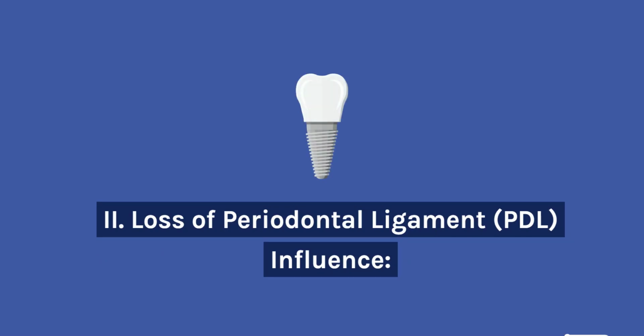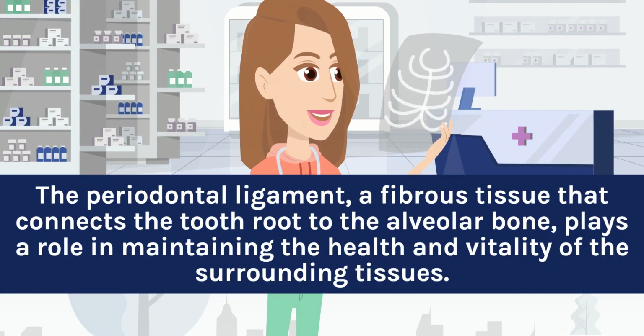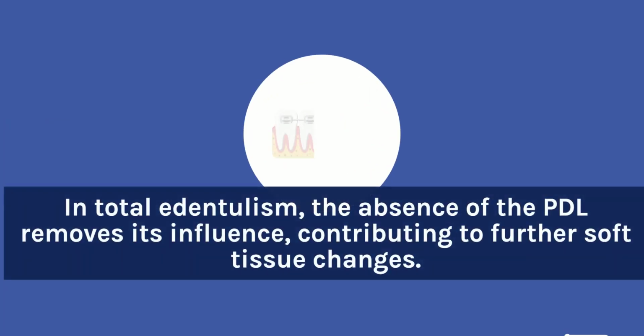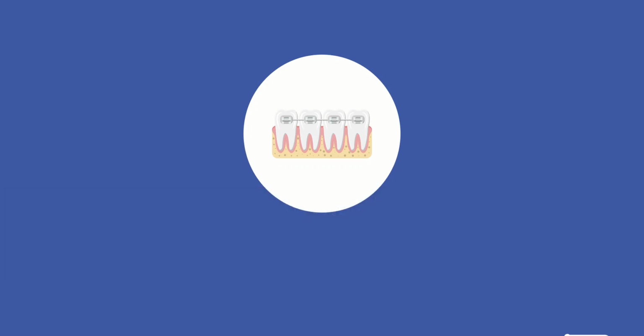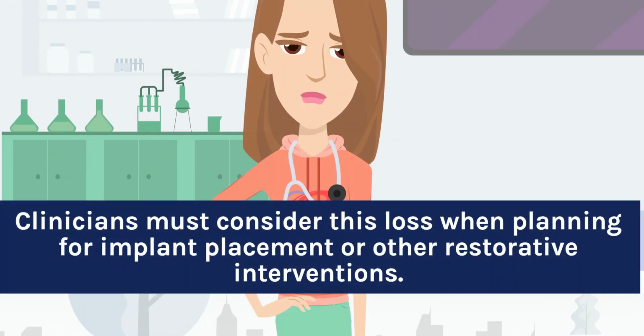2. Loss of periodontal ligament, PDL, influence. The periodontal ligament, a fibrous tissue that connects the tooth root to the alveolar bone, plays a role in maintaining the health and vitality of the surrounding tissues. In total edentulism, the absence of the PDL removes its influence, contributing to further soft tissue changes. Clinicians must consider this loss when planning for implant placement or other restorative interventions.